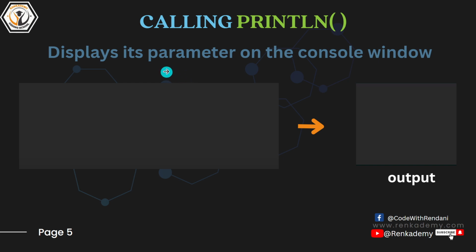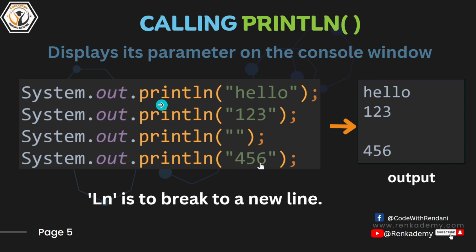So let's see how we can call this println method. So let's have a look at this Java code. First of all, it ends with a semicolon, so this is a statement. We are saying system.out.println and between parentheses we are passing this string. So first of all, forget about system.out. We will talk about this in a little bit. Just focus on println hello, okay?